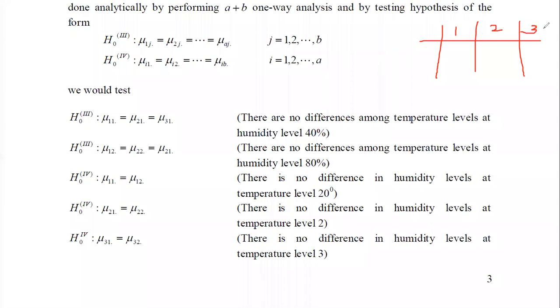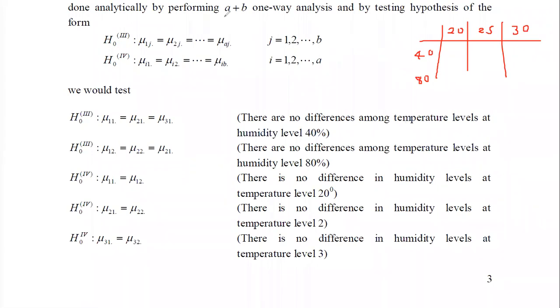These are the 3 temperature levels: 20, 25 and 30 that we have considered, and then we had 2 levels of humidity. I will use the same values. Value 20 was there, value 25 was there, and value 30 was there. And here you can see we had two humidity levels: humidity level 40 and humidity level 80.